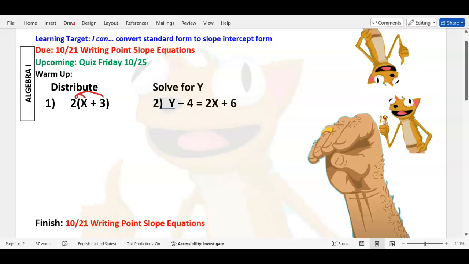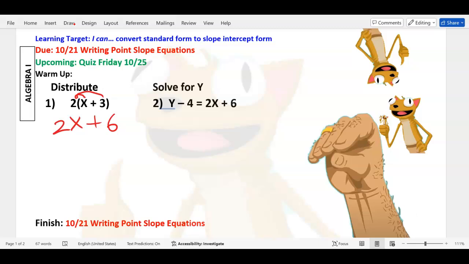What's 2 times x? 2x. What's 2 times 3? 6. That's it. So if you're just distributing, you're just multiplying, that's it. It didn't say solve. So this is really just simplifying, okay? So number one's done. That was just distribute. Y'all remember how to do that. You multiply, right? Now number two, how do I solve for y?